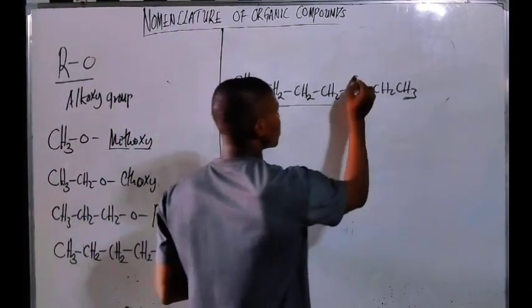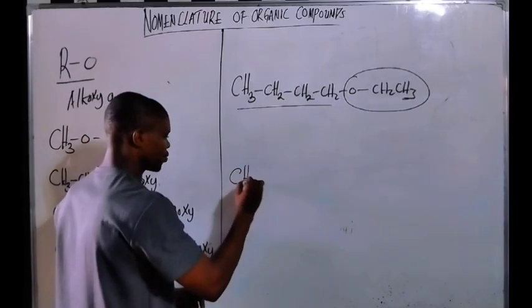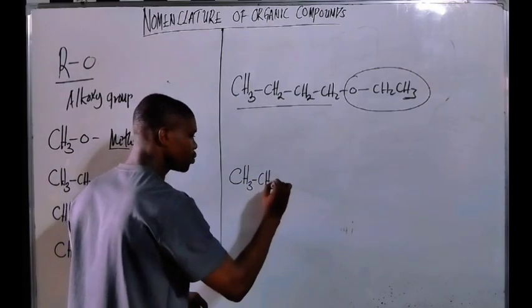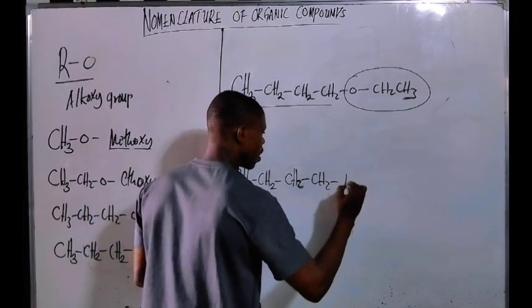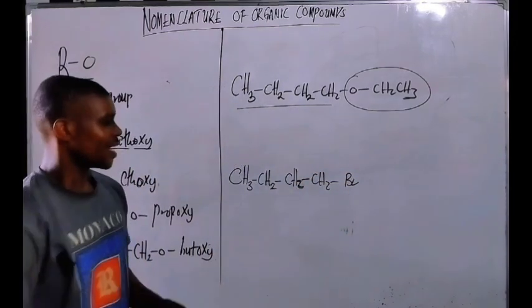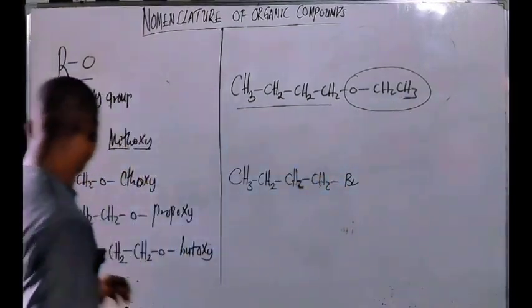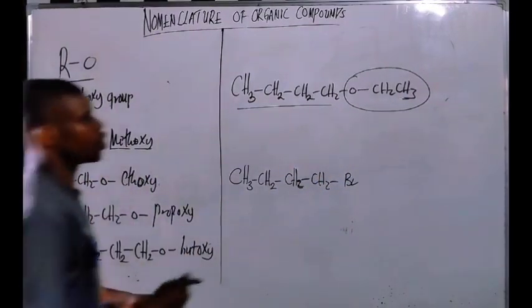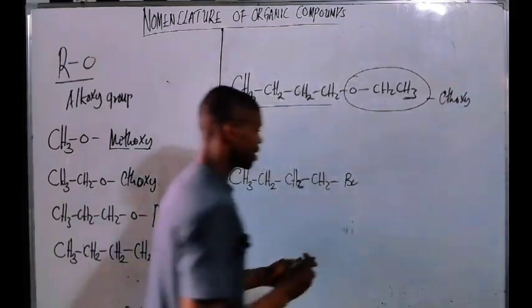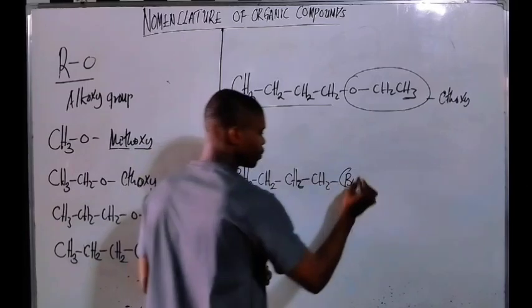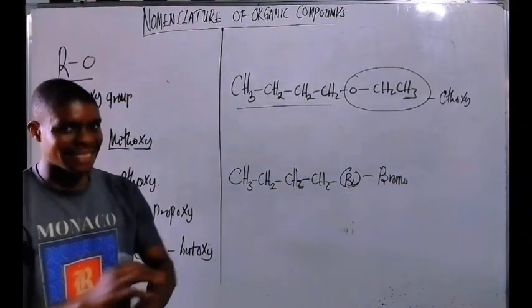Now, why does all of this become a substituent? It's just like when you have something like this: CH3, CH2, CH2, CH2, and here we have BrO. It's just like this one here, except that this one is now a substituent called ethoxy. So this one is called ethoxy. Now, what is this? A bromo group. Can you see that? As easy as that.